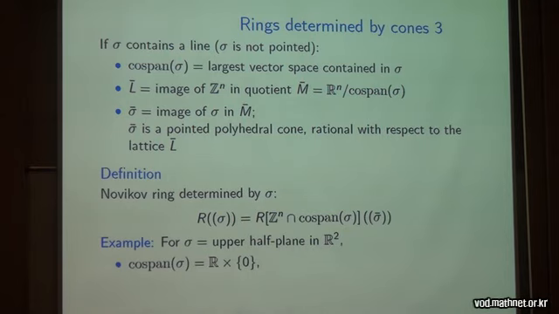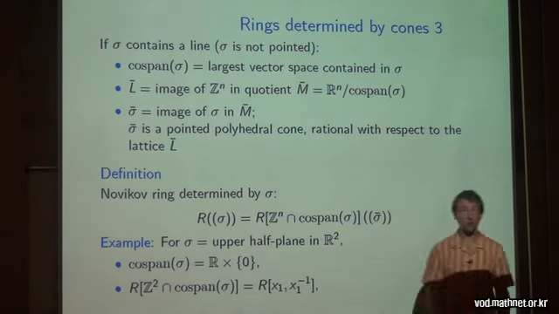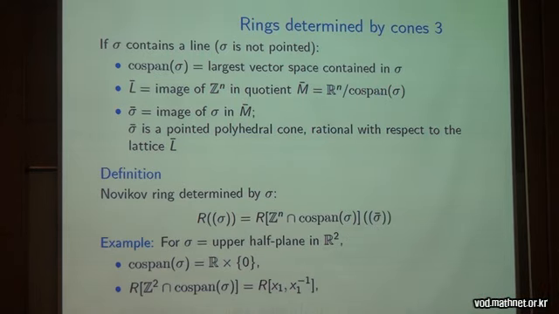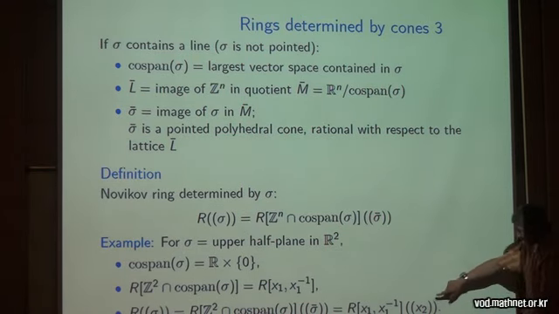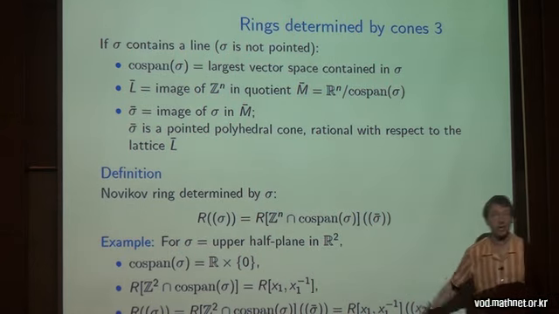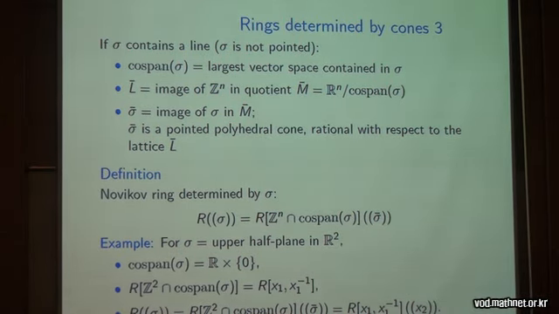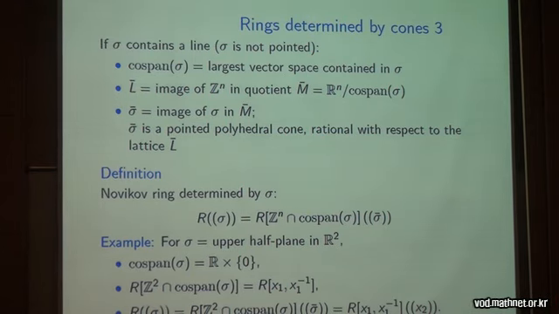So explicitly, if you look at sigma the upper half plane in R2, this is an unpointed cone, then the cospan is just the x-axis, right? That's the largest vector space contained in there. Then this R of Z2 intersection cospan is just a Laurent polynomial ring in x1 only, in the first variable. So the Novikov ring that it determines is then the Novikov ring in x2, so formal Laurent power series with finitely many negative exponents of x2, but the coefficients are allowed in the Laurent polynomial ring in x1. Right? So that's a game we can play.